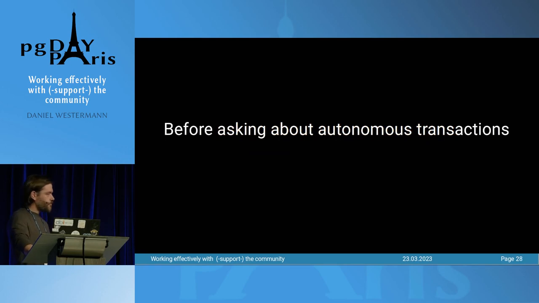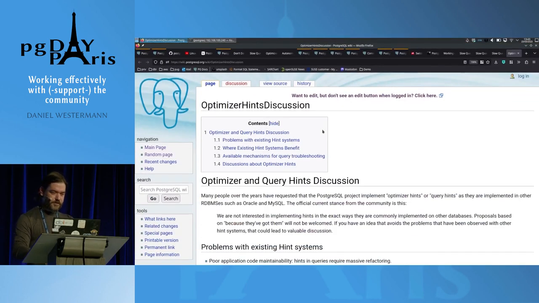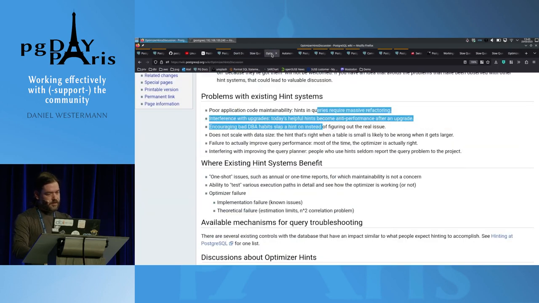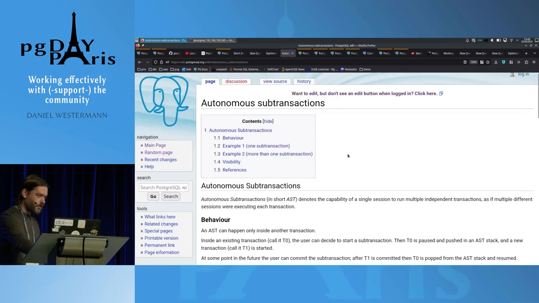Same about autonomous transactions. They are not there in Postgres, and there are reasons why they are not there, which is this one. Again, if you want to have it, please read it. There are also the workarounds in this page, but there are reasons.